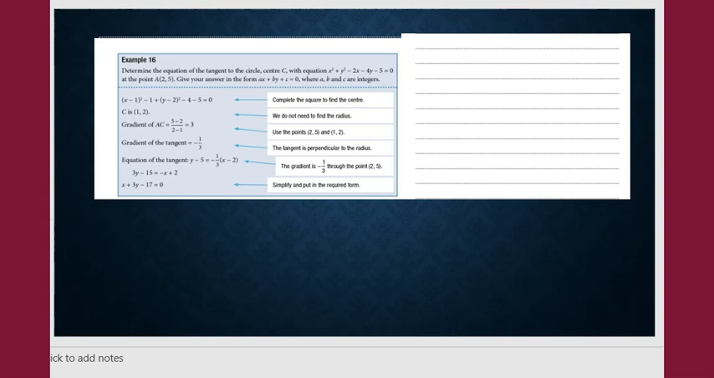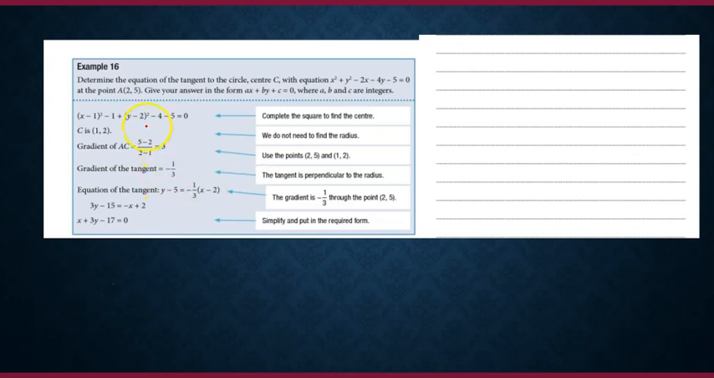Question 16. So you are supposed to determine the equation of the tangent to the circle. Determine the equation of the tangent to the circle centered at C with equation x squared plus y squared minus 2x minus 4y plus 5 equals 0 at the point A, which is given.